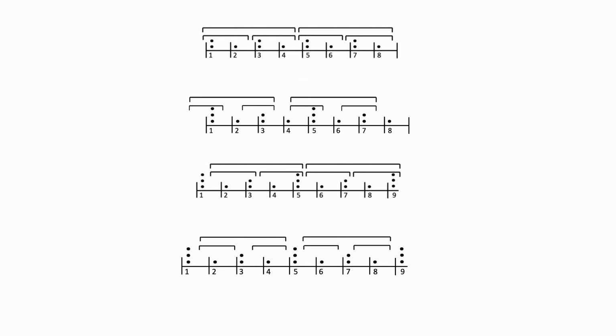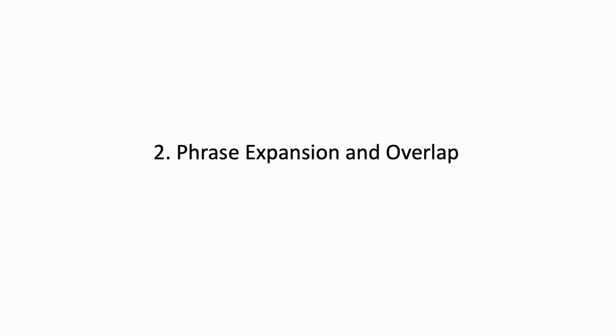The phrase structures we've looked at so far could all be called regular. They involve some kind of repeated pattern of grouping and meter. However, many of the most interesting uses of phrase rhythm are those that are irregular in some way. We're going to begin with structures that are irregular, but can be seen to be derived from regular ones. This brings us to the topic of phrase expansion and overlap.